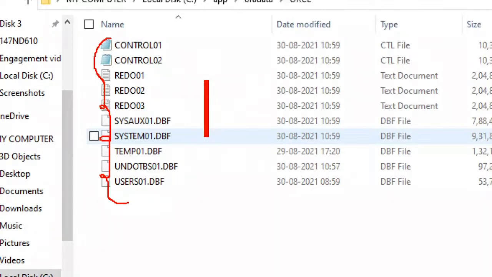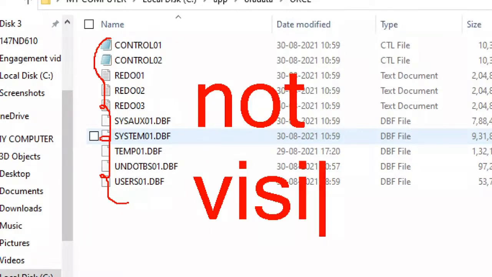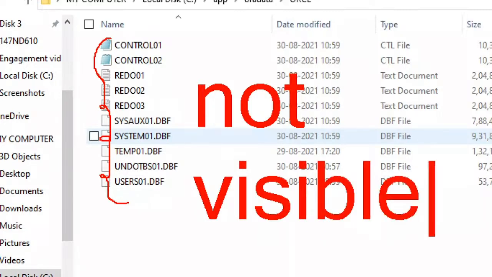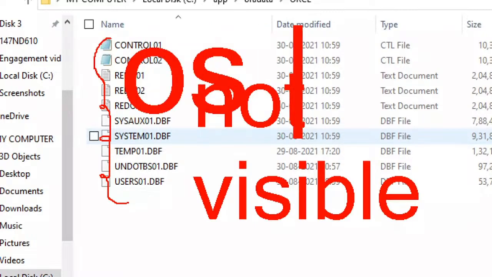But unfortunately, here, Z is the table I'm giving. Is that table visible in the operating system or not visible? Very good. Not visible. You are observing or not? This is not visible. That's why a structure which is not visible in the operating system, OS, is called a logical structure.